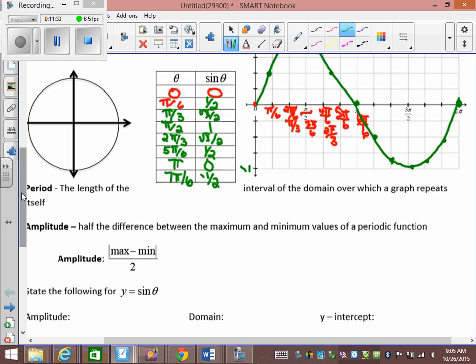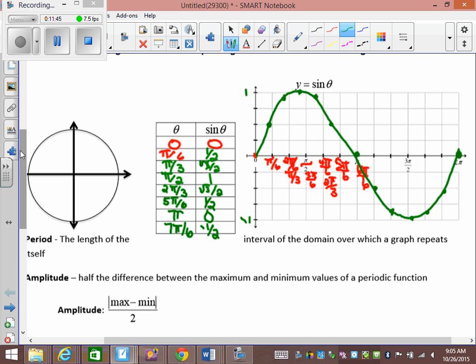So period: the length of the interval of the domain over which a graph repeats itself. So basically, the period of this graph that I just drew is how much? How long does it take? Yeah, 2 pi. Some people say, well, pi is the same little loopy-loop as this. Well, no. This goes like this, and then what would happen? I would start repeating myself. I'd go up and back down, and then I repeat myself.